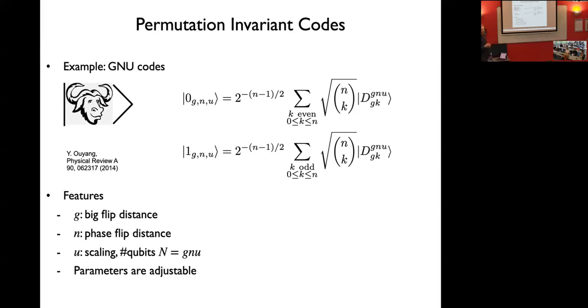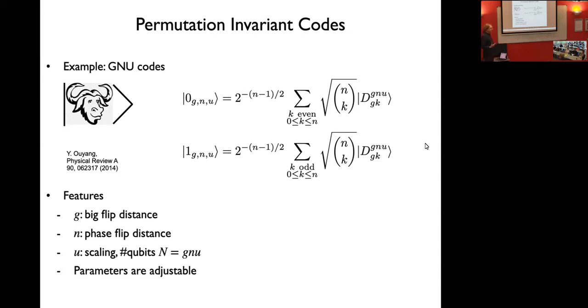Here, if it's just a logical qubit, then you can write the code words as some weighted sums over these Dicke states. So the n for the Dicke states is g, n, u. So it's a product of these three parameters, g, n, and u. And then the Hamming weight here is g times k. So you fix g, n, and u, and then you sum over the Hamming weight according to whether k is even or k is odd. And you see these have these binomial weights.